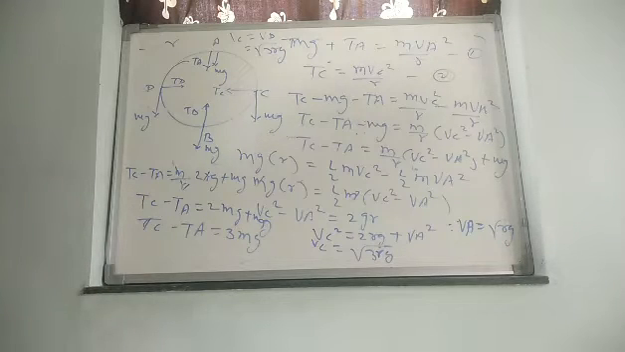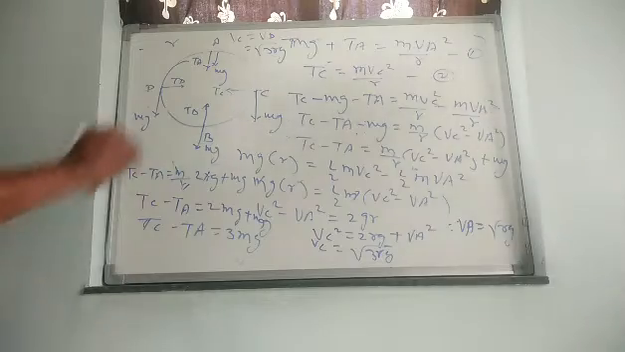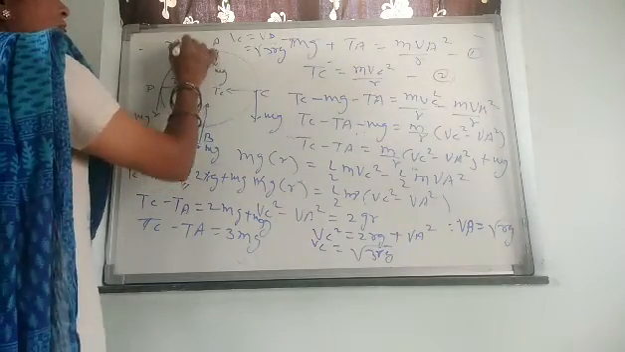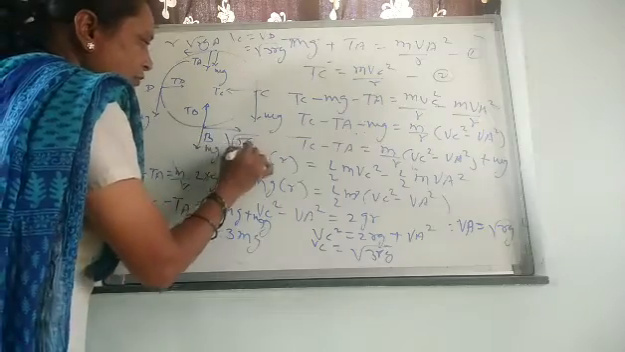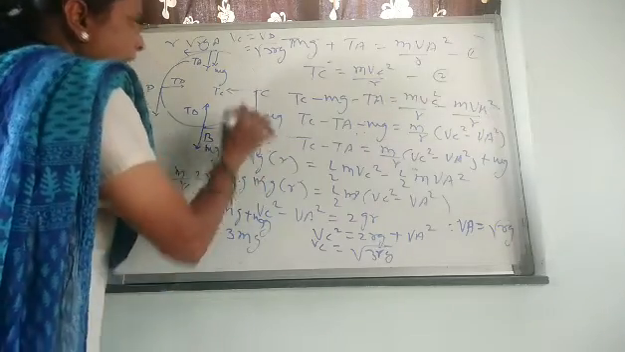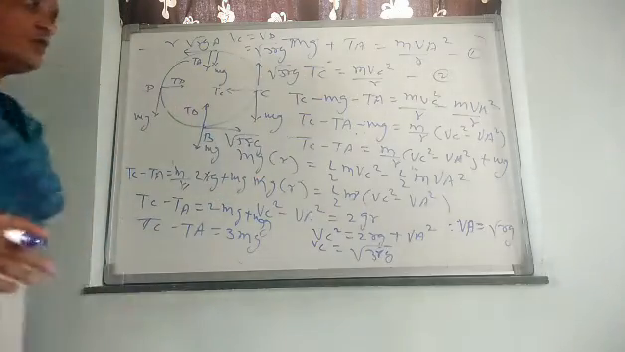These two expressions you have to remember, how to find velocities at different positions. That is, velocity at the topmost position, that means va, is equal to under root rg. At the lowest position, velocity will be equal to under root 5rg, and at this position velocity will be equal to under root 3rg. This we have to remember.